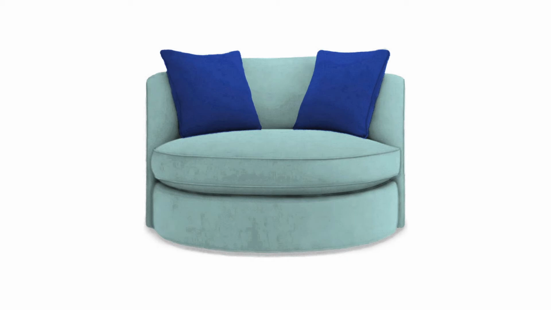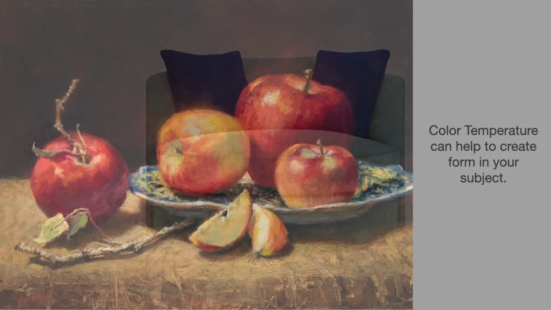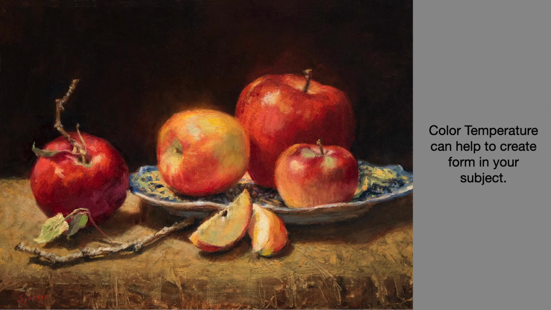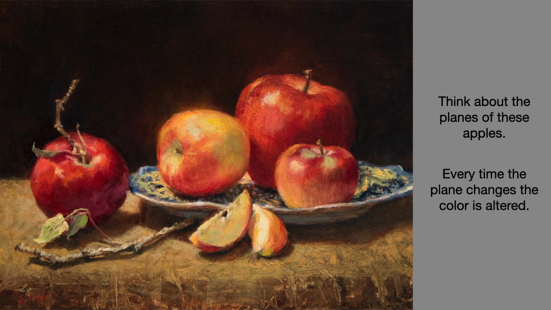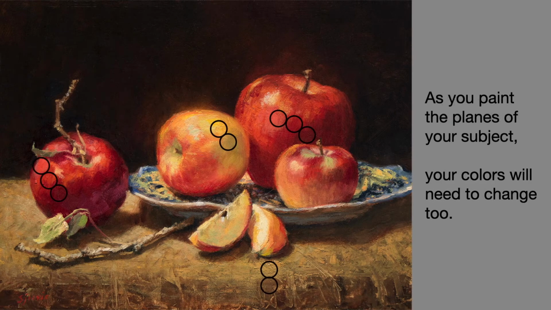It's important when you begin a painting to determine the temperature of your colors and your light source. Color temperature can help to create form in your subject. Think about the planes of these apples. Every time the plane changes, the color is altered. As you paint the planes of your subject, your colors will need to change too.